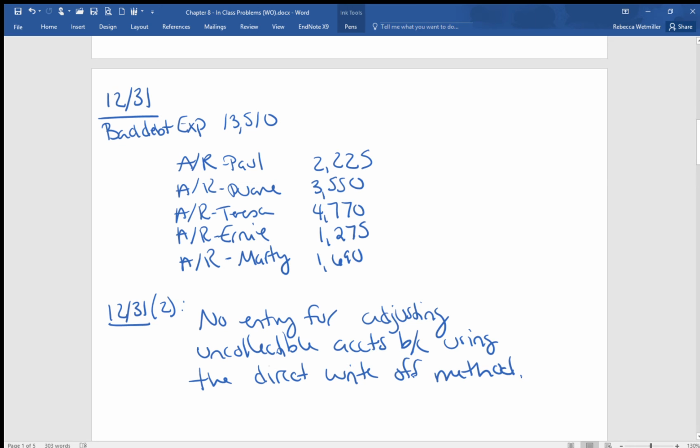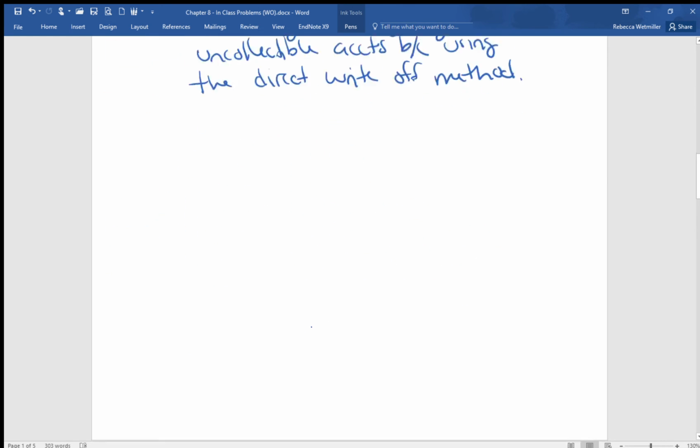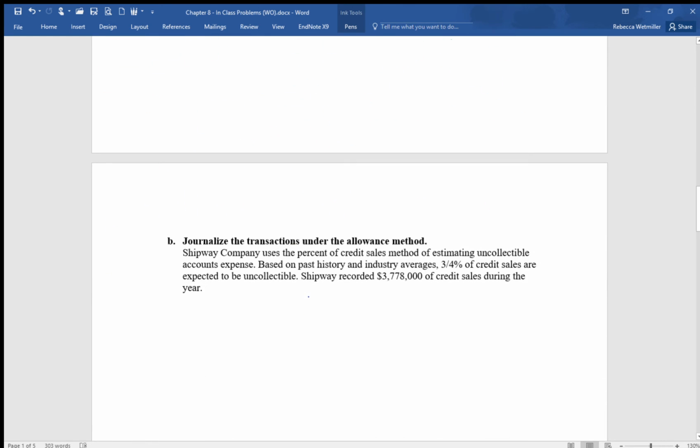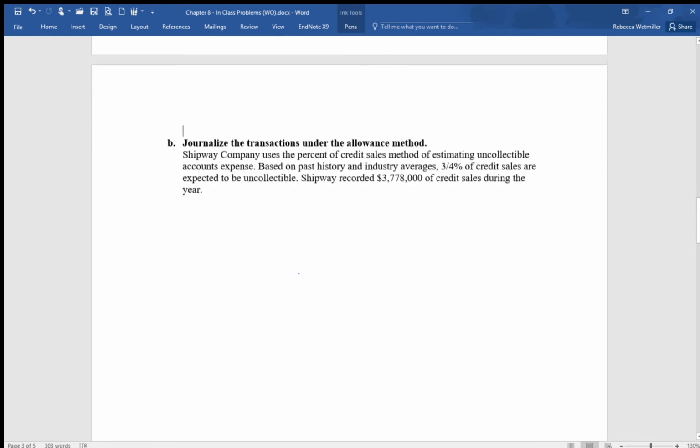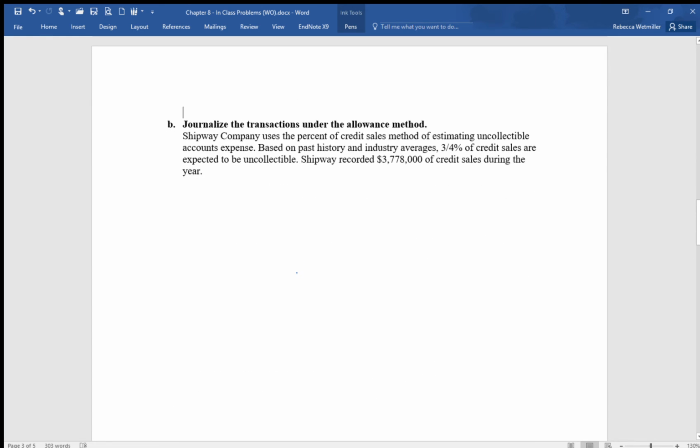Okay, so that's the direct write-off method. If we go down to part B, we're going to journalize the transactions under the allowance method. It tells us the Shipway Company uses the percent of credit sales method of estimating uncollectible accounts expense, based on past history and industry averages. 0.75% of credit sales are expected to be uncollectible, and it has recorded $3,778,000 of credit sales during the year.